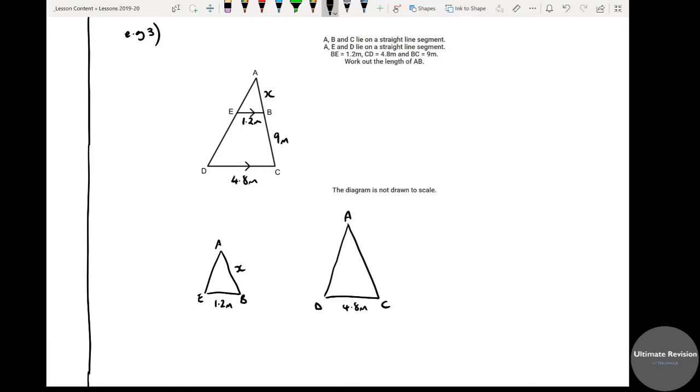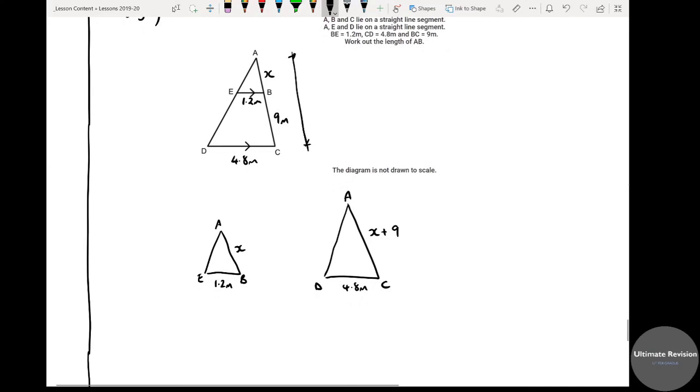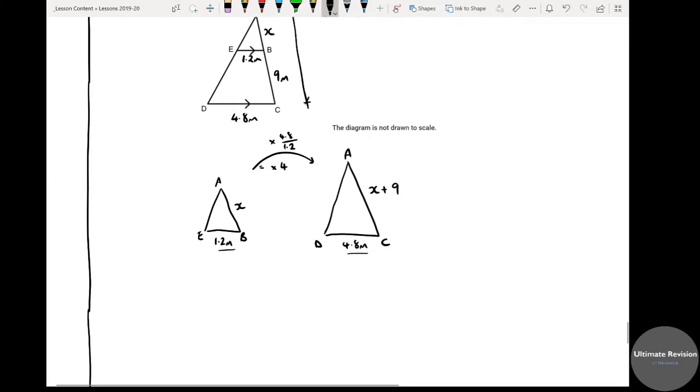Now this length is the bit that sometimes tricks people. It's the whole length across, which will be x plus 9. Okay, that's the important bit there, x plus 9. And now I do the same. So to get from the small to the big, I'm going to times it by 4.8 over 1.2. Now sometimes when you work out this fraction, it's a nice number, and it is in this case, because 4.8 over 1.2 is 4. So I can make that times 4.